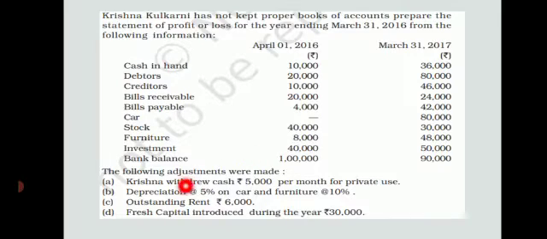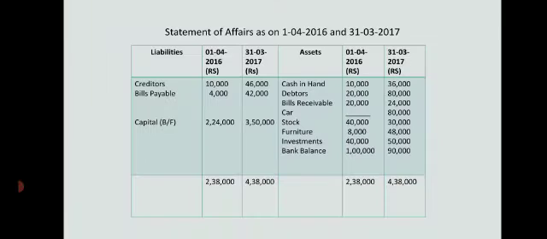closing capital 3,50,000 and opening capital 2,24,000. In the problem, they have already given drawings made by the proprietor during the year. It is 5,000 per month. So in a year there are 12 months. So 12 into 5,000, you will get around 60,000 as your drawings.